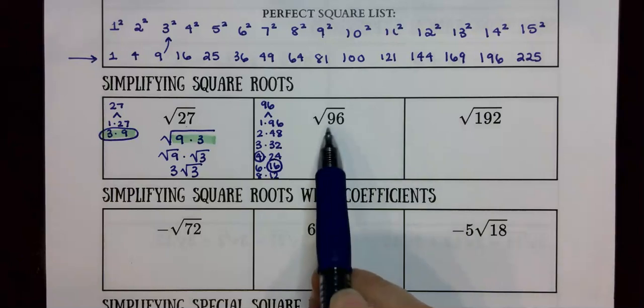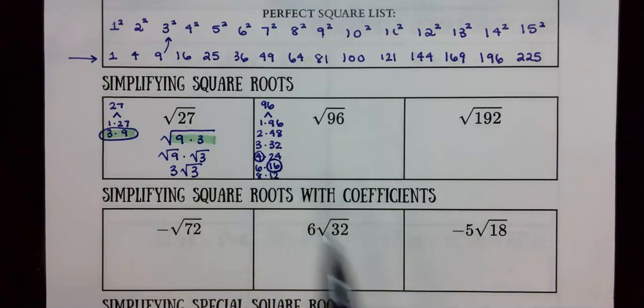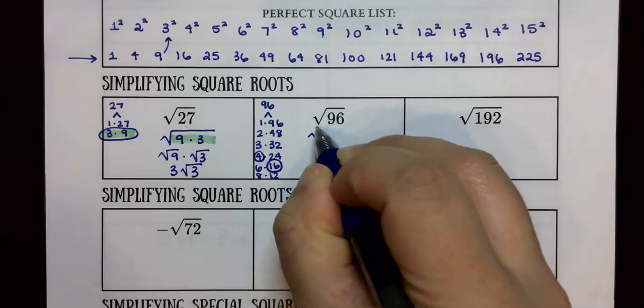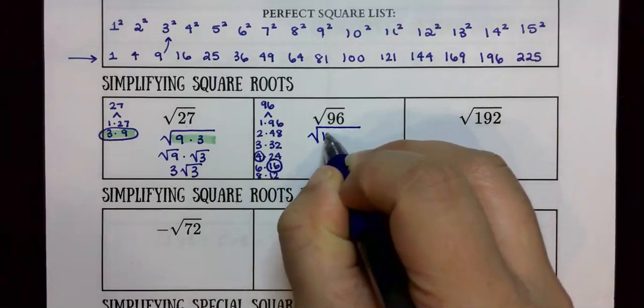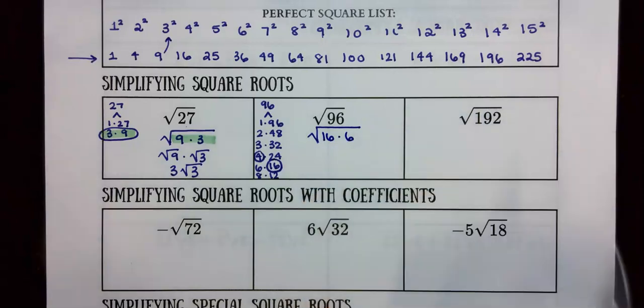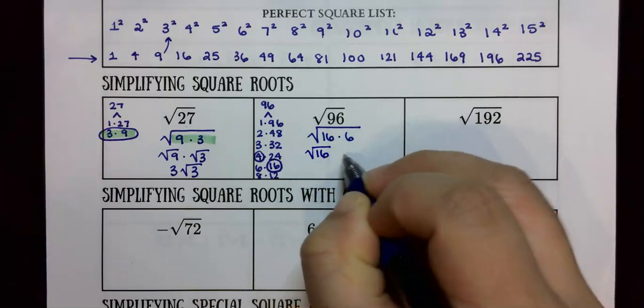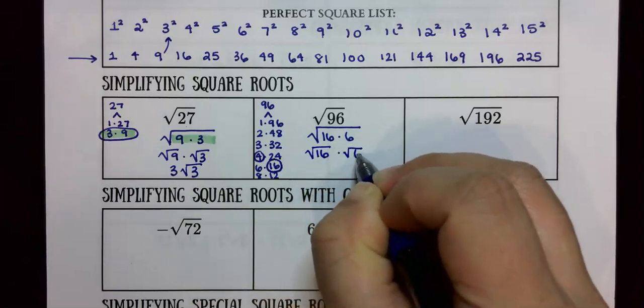So we're going to replace the 96 with 6 and 16. Now I'm going to remind you that because the 16 is the perfect square, I'm going to write it first. So from here, I'm going to create another square root. I'm going to say 16 times 6. Once I replace the 96 with its two factors, I'm going to write two different square roots. So we're going to say the square root of 16 times the square root of 6.